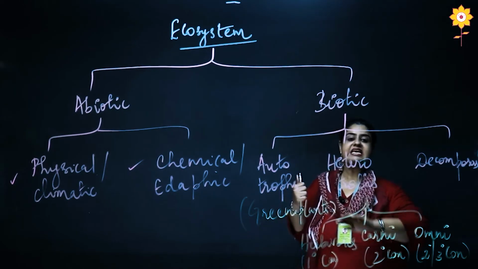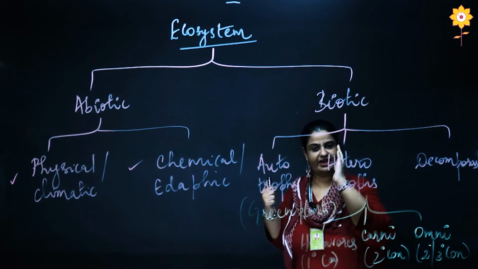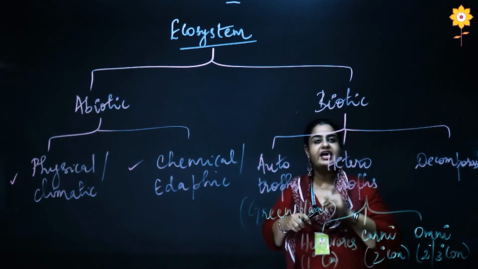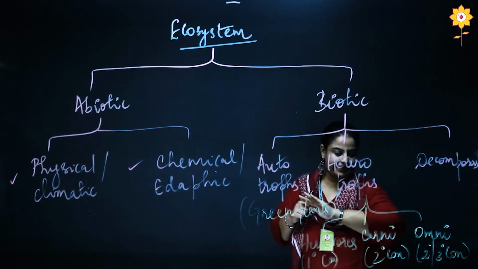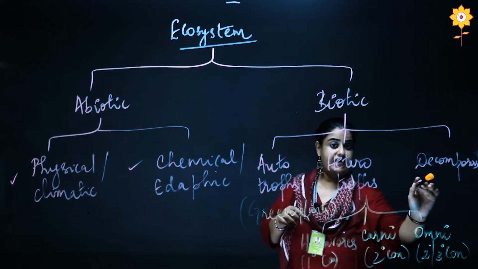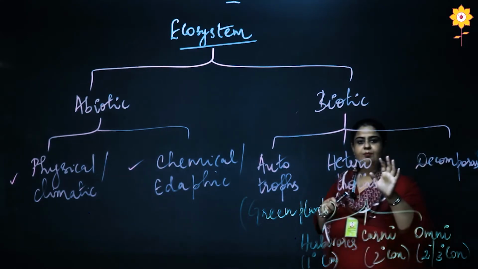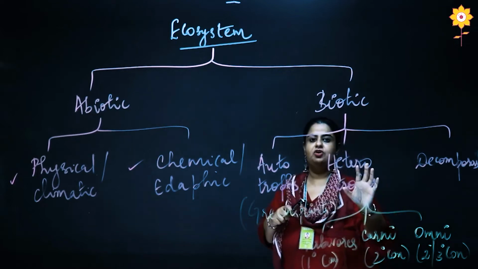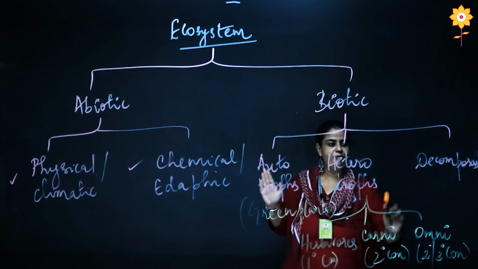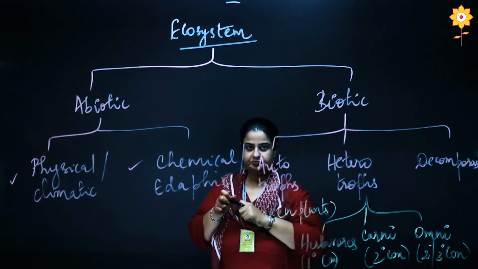Okay, since they directly or indirectly depend on autotrophs for their food, the heterotrophs are also called the consumers because they cannot prepare their own food through photosynthesis. Now the last aspect, decomposers. When I talk about decomposers, let me tell you, they are microorganisms that survive in soil. Now, why so much importance is given to microorganisms living in soil? Let me tell you why.